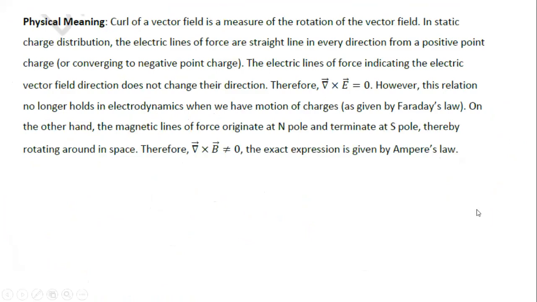So you see that curl of A, curl of vector field, please mute yourself.